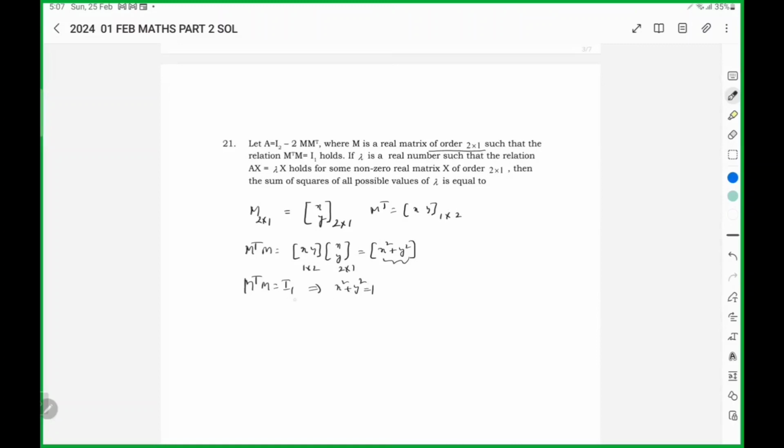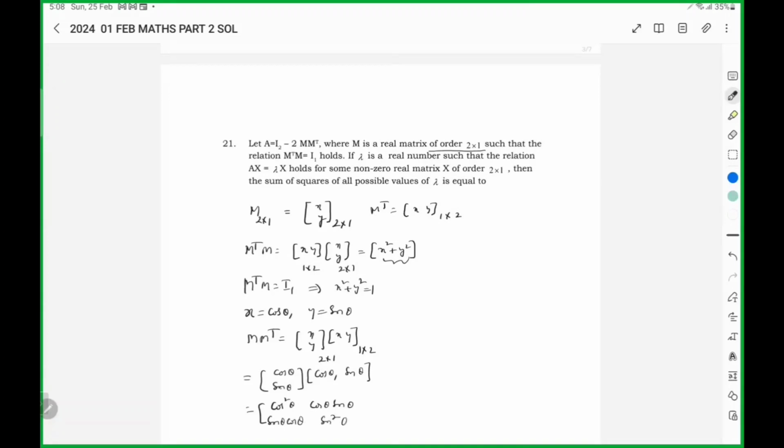So x comma y, suitably I select x as cos theta, y as sin theta. M into M transpose. M here is x y. It is 2 by 1 into 1 by 2, a 2 by 2 matrix, that is cos theta sin theta, again cos theta sin theta. We'll have cos square theta, cos theta sin theta, sin theta cos theta, sin square theta. This is our M M transpose.